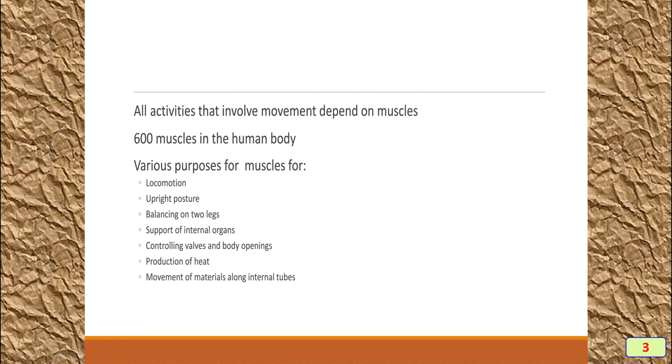And all activities that involve movement depend upon the muscle. In the human body, there are 600 muscles, and the various purposes of the muscles are, number one, locomotion, upright posture, balancing on two legs, because a human walks on two legs, and animals walk on four legs, and some animals also walk on two legs, like poultry.